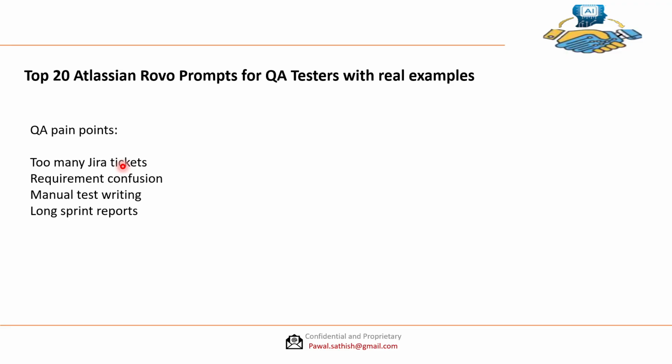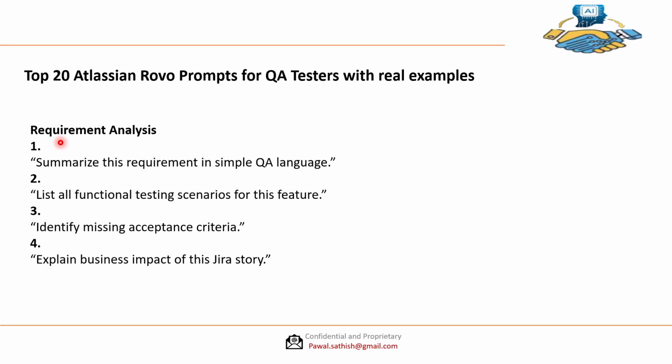So how do we give a correct prompt as a QA? We'll start with requirement analysis. Suppose you are working on one of the tickets, stories, or epics. If you don't understand the requirements, or the requirements are complicated, then simply give the prompt to Rovo: summarize this requirement in simple QA language. Rovo will give the output in simple QA language.